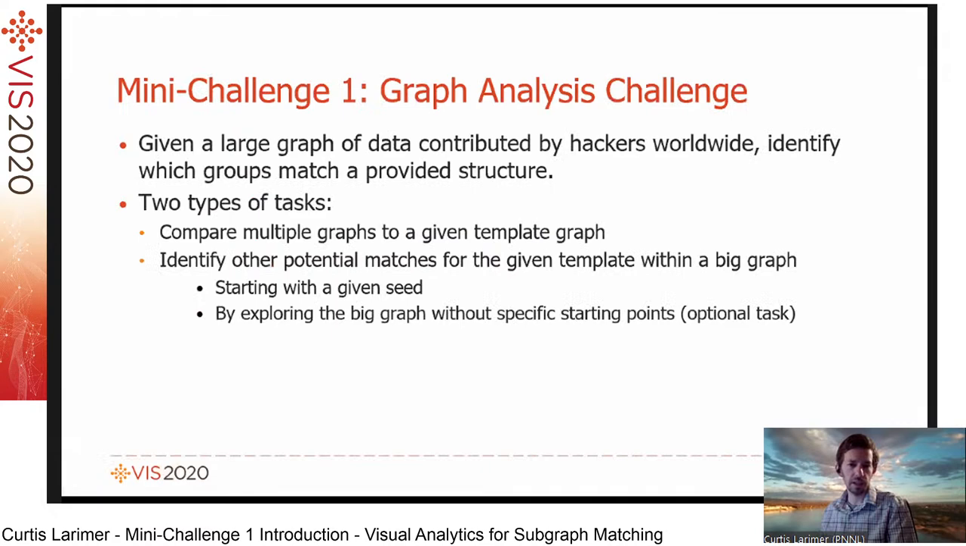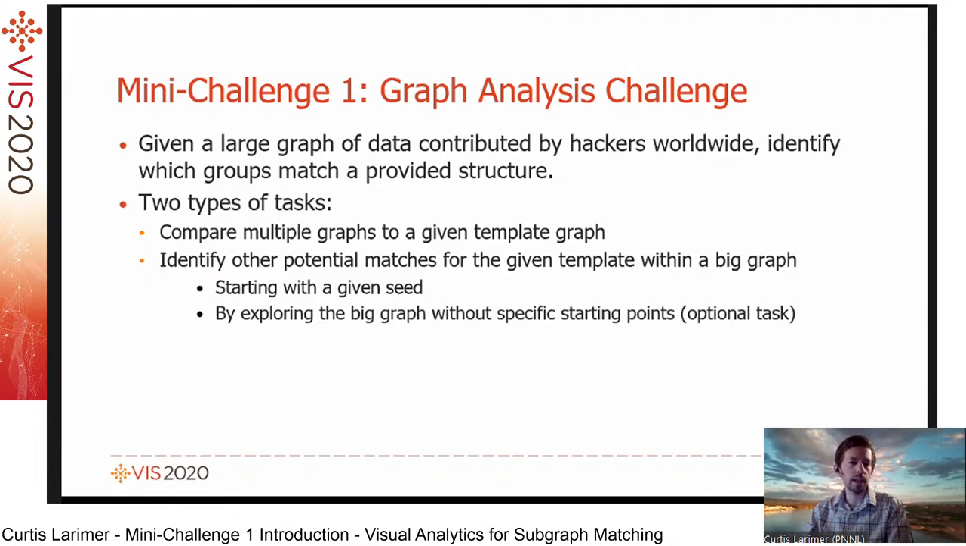So Mini Challenge 1 was our graph analysis challenge. We provided a large set of data that was modeled as a property graph. And this was data that represented the actions, the behaviors, the transactions of a large group of hackers worldwide. And the challenge was to identify a small group in that large graph data that matched a structure that we provided, a sort of key.